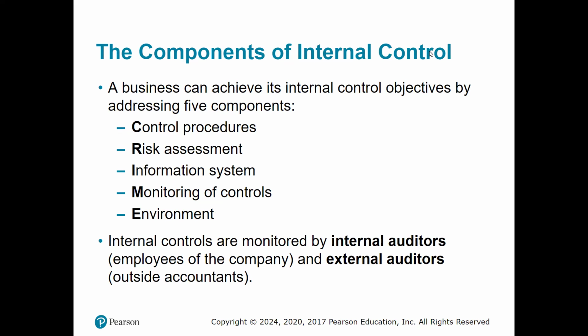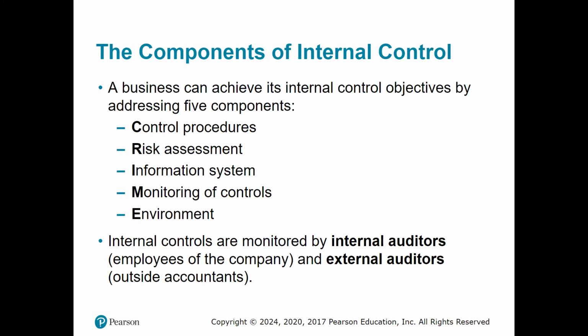Okay, so here we have an acronym that tells us what the elements of internal control are, like what goes into your internal controls. All of the things incorporated together make up your system of internal controls. And the acronym is CRIME, C-R-I-M-E. So we have control procedures, risk assessment, information systems, monitoring of controls, and the overall environment, all right?